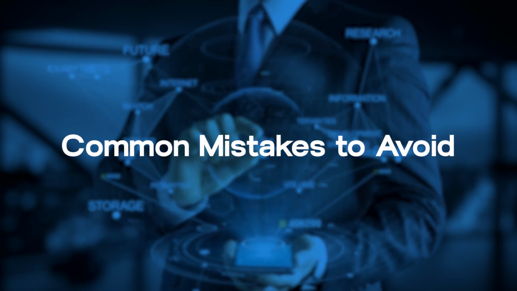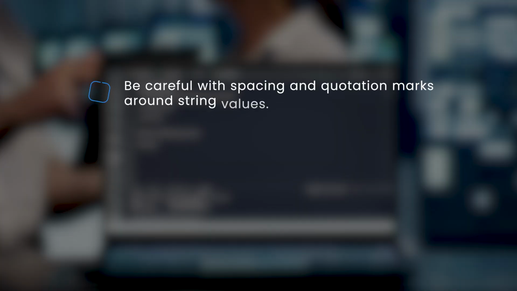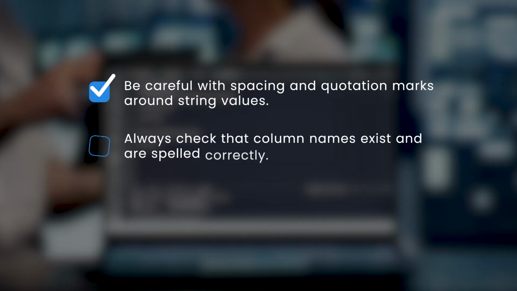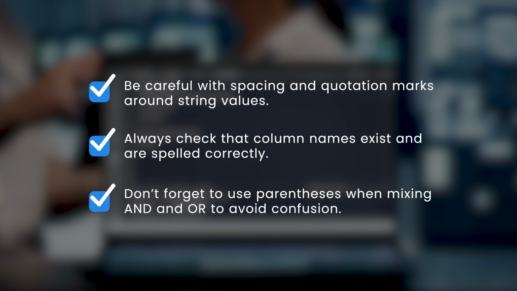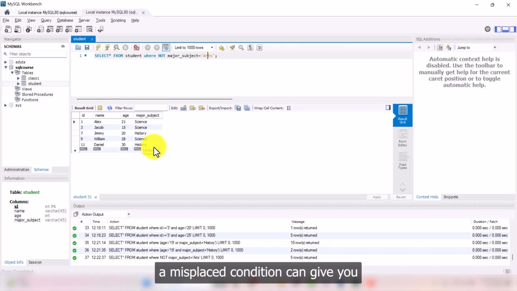Common mistakes to avoid. Be careful with spacing and quotation marks around string values. Always check that column names exist and are spelled correctly. Don't forget to use parentheses when mixing and or to avoid confusion. A misplaced condition can give you completely different results, so always test your queries step by step.